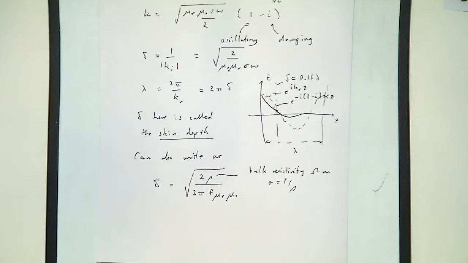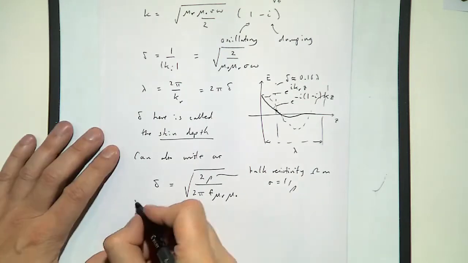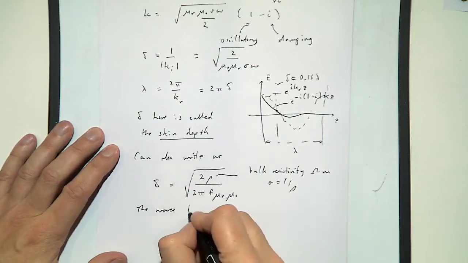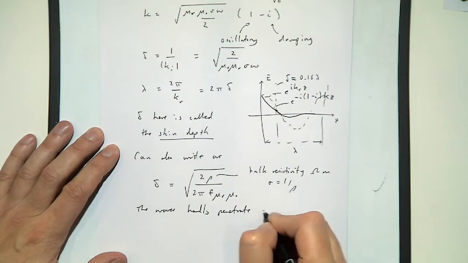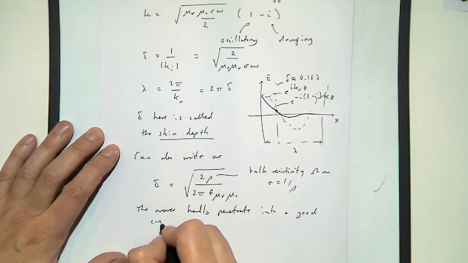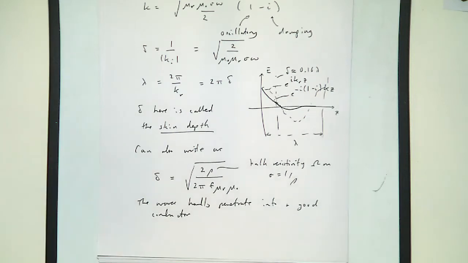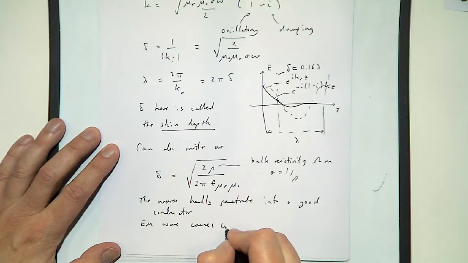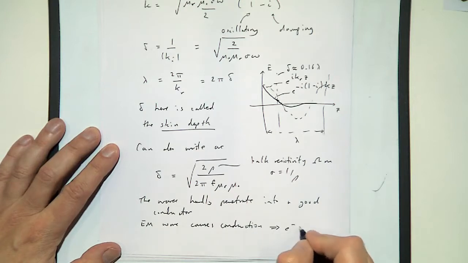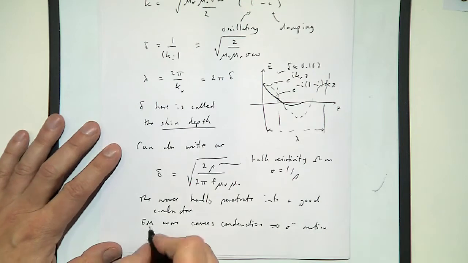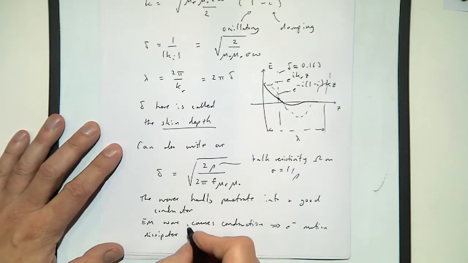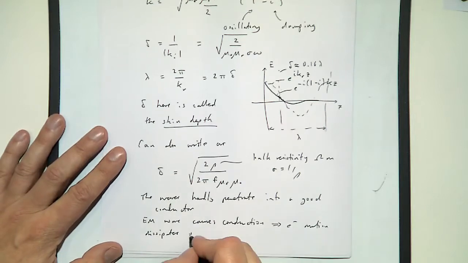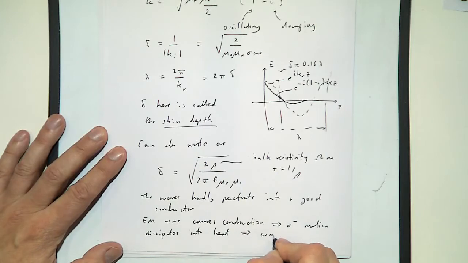So, in a good conductor, the waves hardly penetrate. Electromagnetic waves hardly penetrate into our good conductor, and the higher the frequency, the less they penetrate. We intuitively expect this, just to round off this bit of the discussion. The electromagnetic wave, as it falls upon the conductor, causes conduction. Because there is a conductivity, the electron motion is dissipated into heat, and it's this which causes the waves to decay.